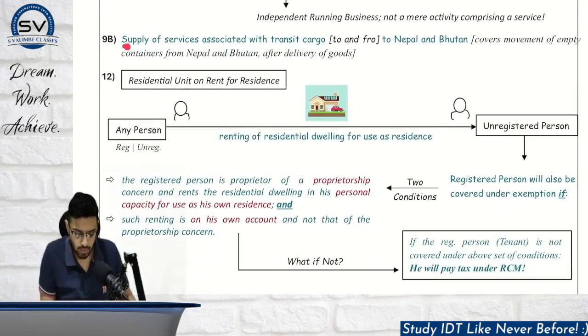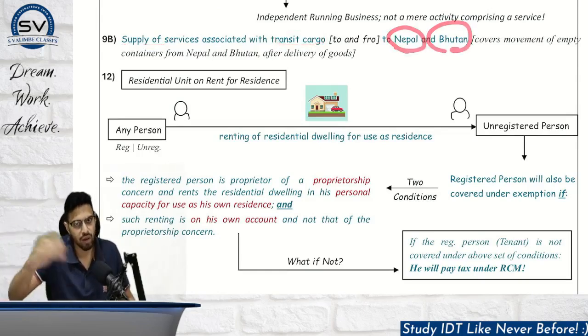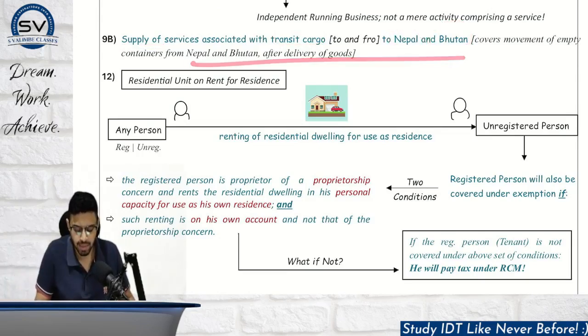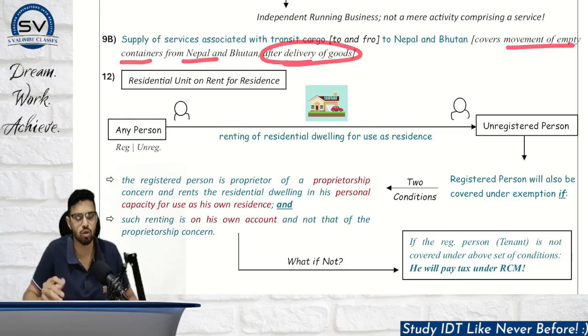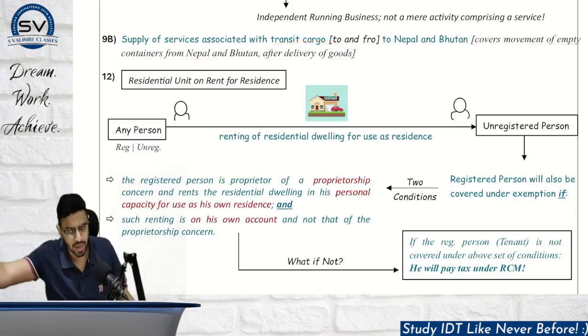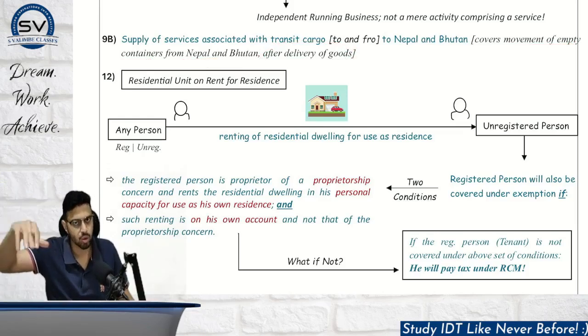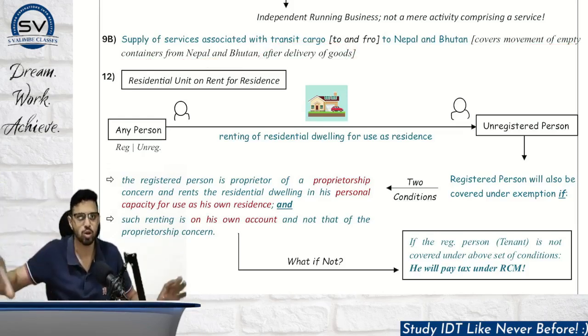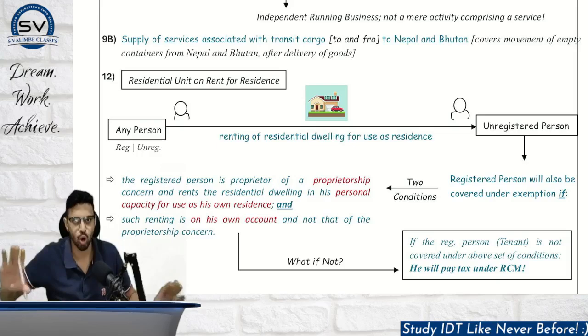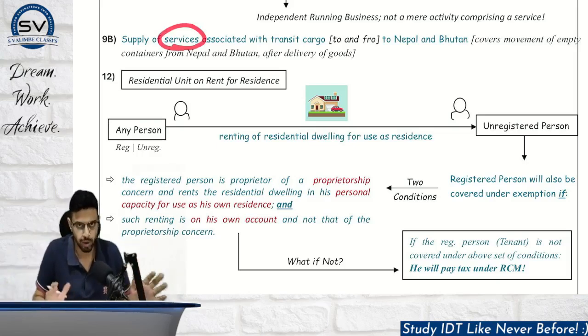Next, supply of services associated with transit cargo. Transit cargo means there is an involvement of a particular area, which is Nepal, Bhutan. So to and from Nepal, Bhutan, it is completely exempt. It also covers movement of empty containers from Nepal and Bhutan after delivery of goods. So basically the vessel goes there, goods are unloaded and it comes back. So here also, with respect to that amount, GST is not chargeable on those particular services.